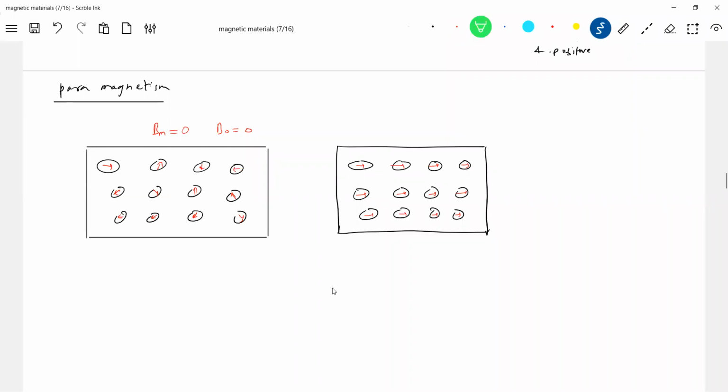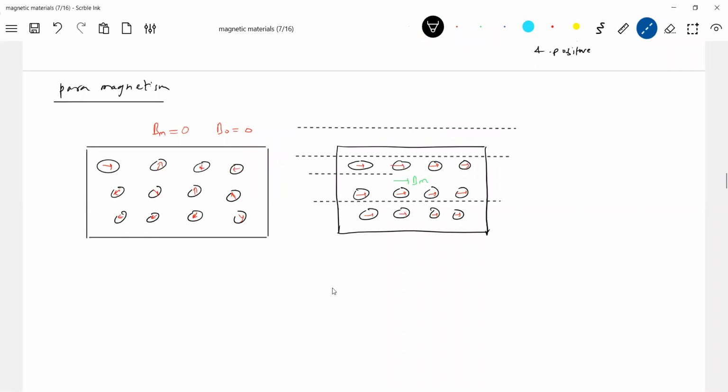And what is that BM? BM will be like this. And the external magnetic field, I'll show by a dotted line. This will be the direction of the external magnetic field. And a small magnetism will be induced. So who will contribute to this BM? The orbital electrons as well as the electron spin.